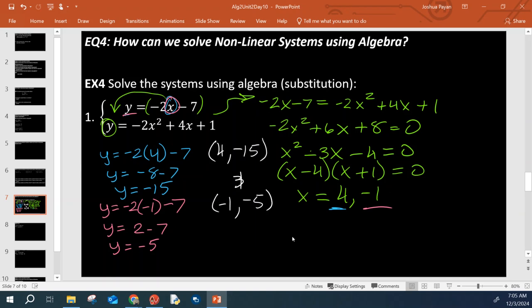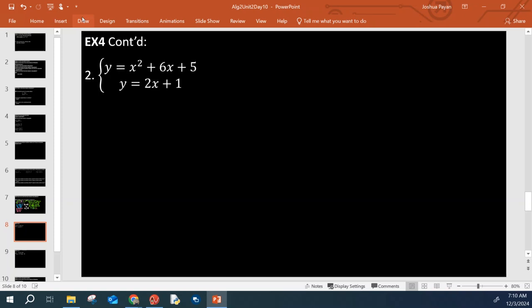Obviously, it's more work in algebra, right? But there's going to be instances where you're going to have to use algebra, like whenever we have no points of intersection and we need to know the complex x and y coordinates that result from that. All right, on this next example, nothing's really going to change.